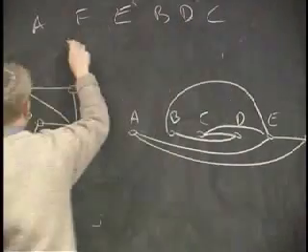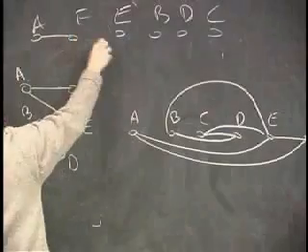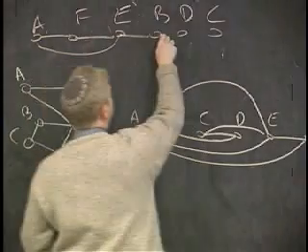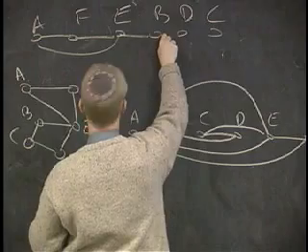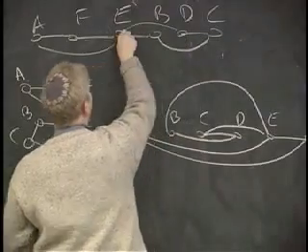Let's see what that turns out to be. A goes to F, F goes to E, goes back to A. E goes to B goes to D. Sorry, E, B, C, D, back to E.